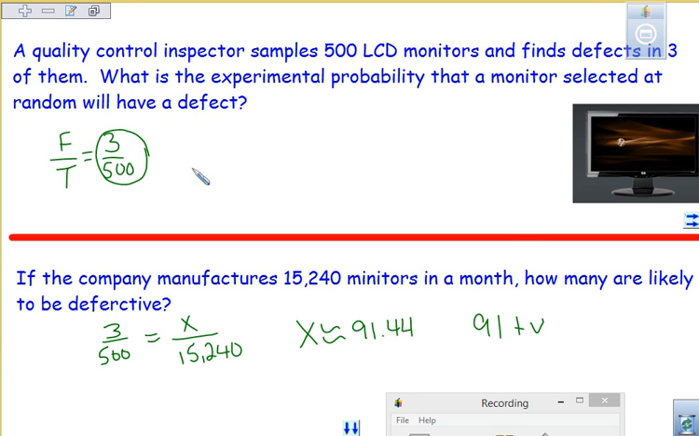So based on the experiment that we did, we tested 500 monitors, and we found 3 defects. Using that experimental probability, we can make predictions for what would happen in future months. And this would affect our quality control, budget, and hiring numbers.